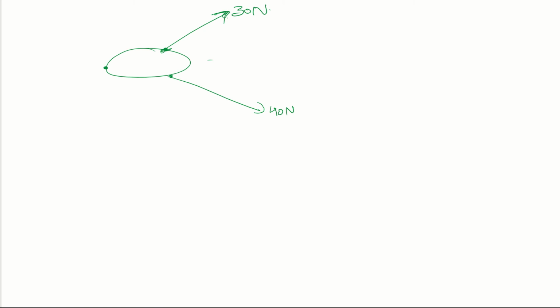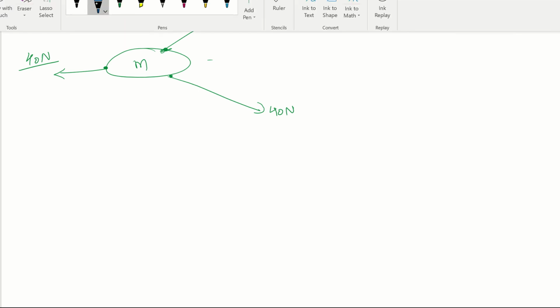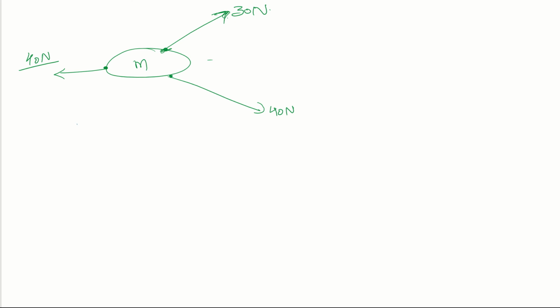and a third friend of mine is applying a force of, let's say, 40 newtons in the opposite direction. And this body is placed on a frictionless surface. I want to see whether this object will move or not. So again, I'm going to apply the two-dimensional vector concepts on this one.